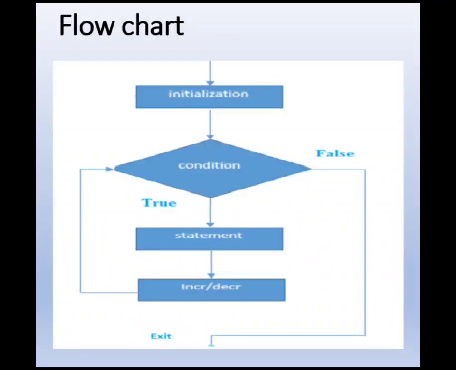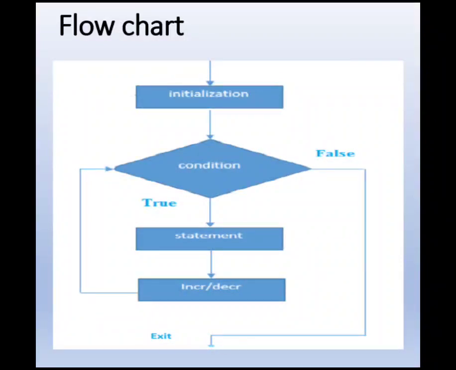When you compare the flowchart with the syntax, it's quite easy to correlate them. First we provide an initialization, that is, in the example I talked about above, i equal to 0 is the initialization. And when the condition is true, then only the statements under the for loop will be executed.